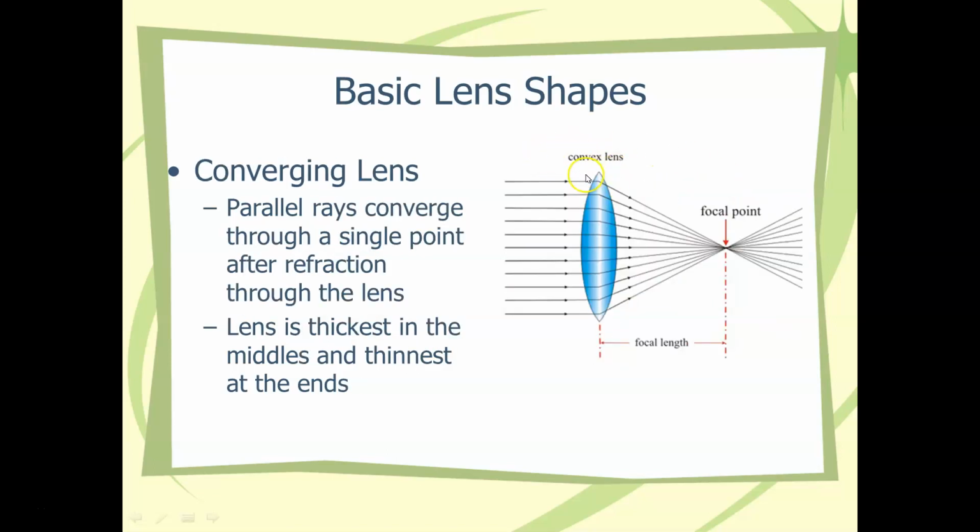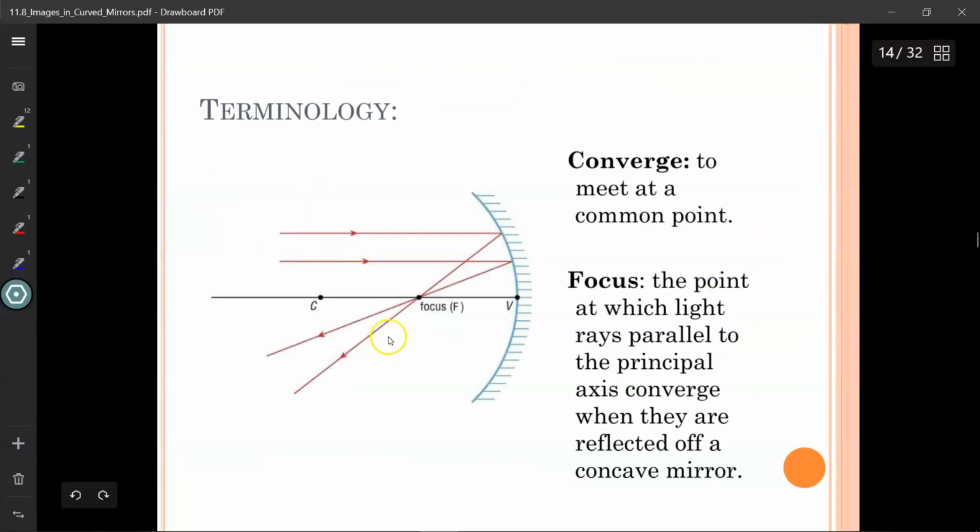Now, a convex lens is also known as a converging lens because it forces parallel light rays that enter it to converge at the focal point on the other side. However, with curved mirrors, the focal point was on the same side as the object. But that's because the mirrors are not transparent. They don't let light through, they have to reflect it back.